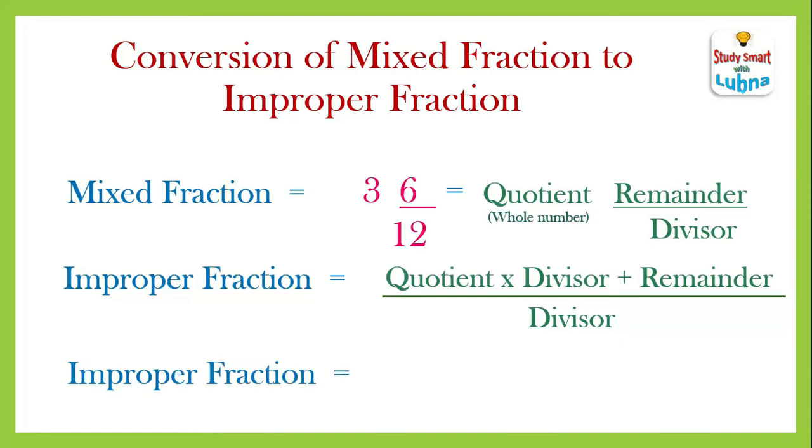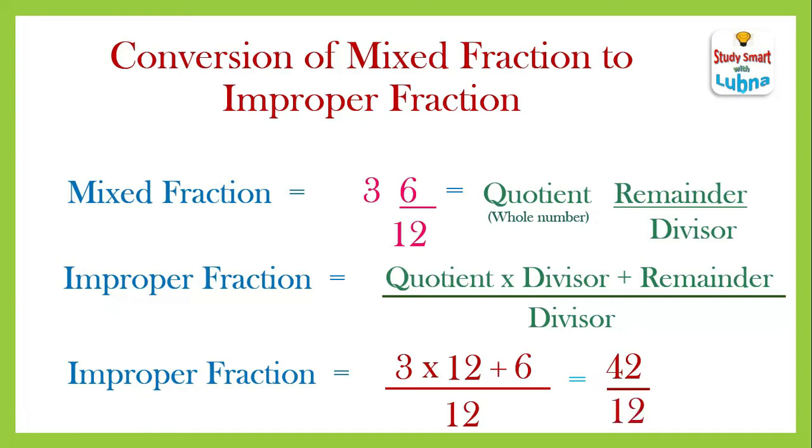First of all, what is the quotient here? Quotient is 3, remainder is 6 and divisor is 12. So, we will multiply quotient with divisor which is 12, then add remainder which is 6. Now divide the whole value by divisor which is 12. The numerator value is 3 into 12 is 36, 36 plus 6 is 42, and the divisor will remain the same, which is 12. So in this way we can convert any mixed fraction into improper fraction.